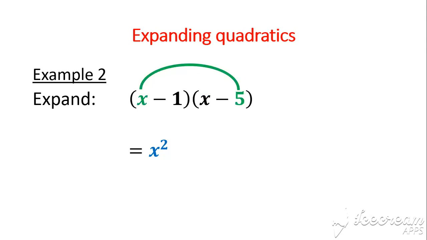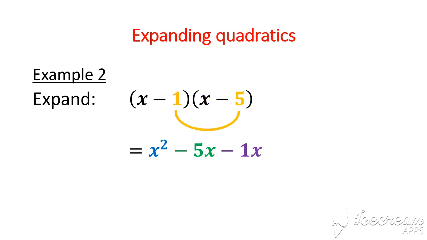Our second rainbow is x multiplied by 5, which is 5x, but because it's a minus or a subtract 5, we're going to write down minus 5x. Our third rainbow is x times 1, but it's a minus 1, so we're going to write down minus 1x.